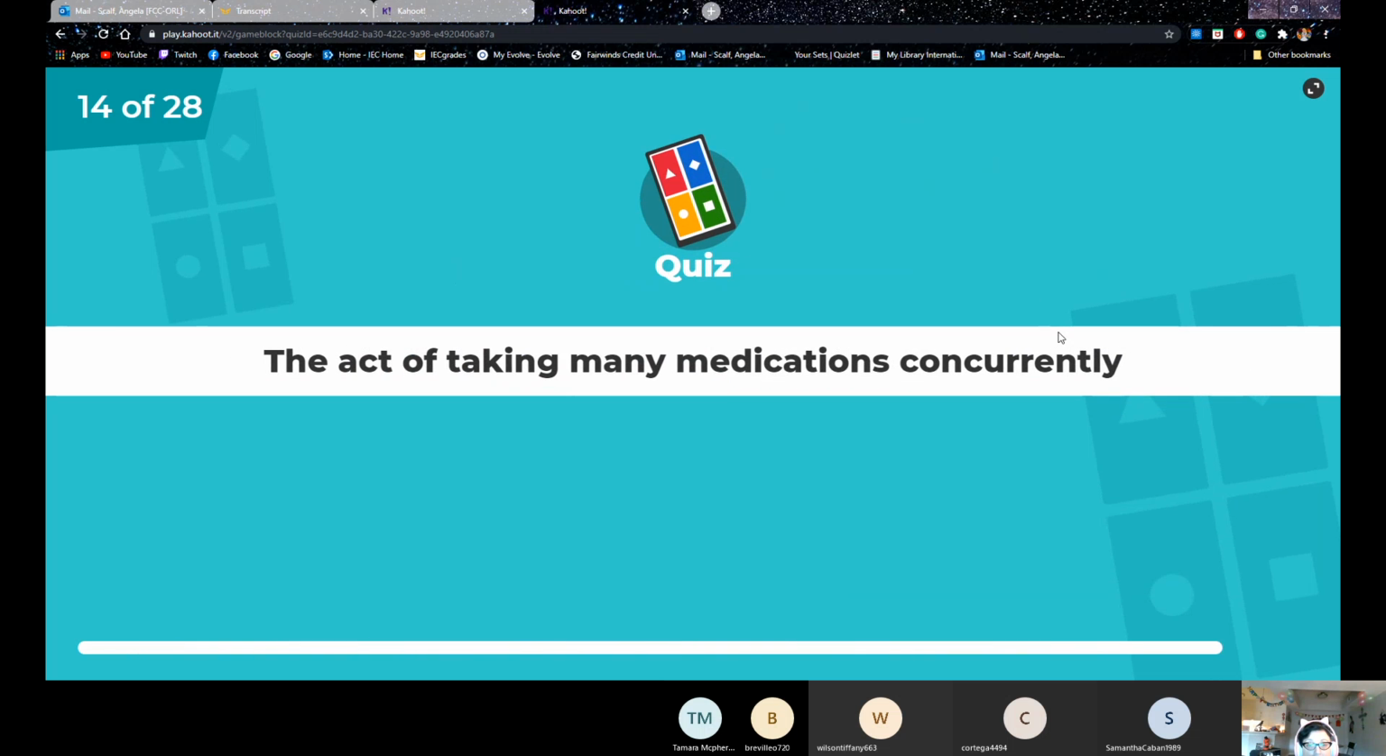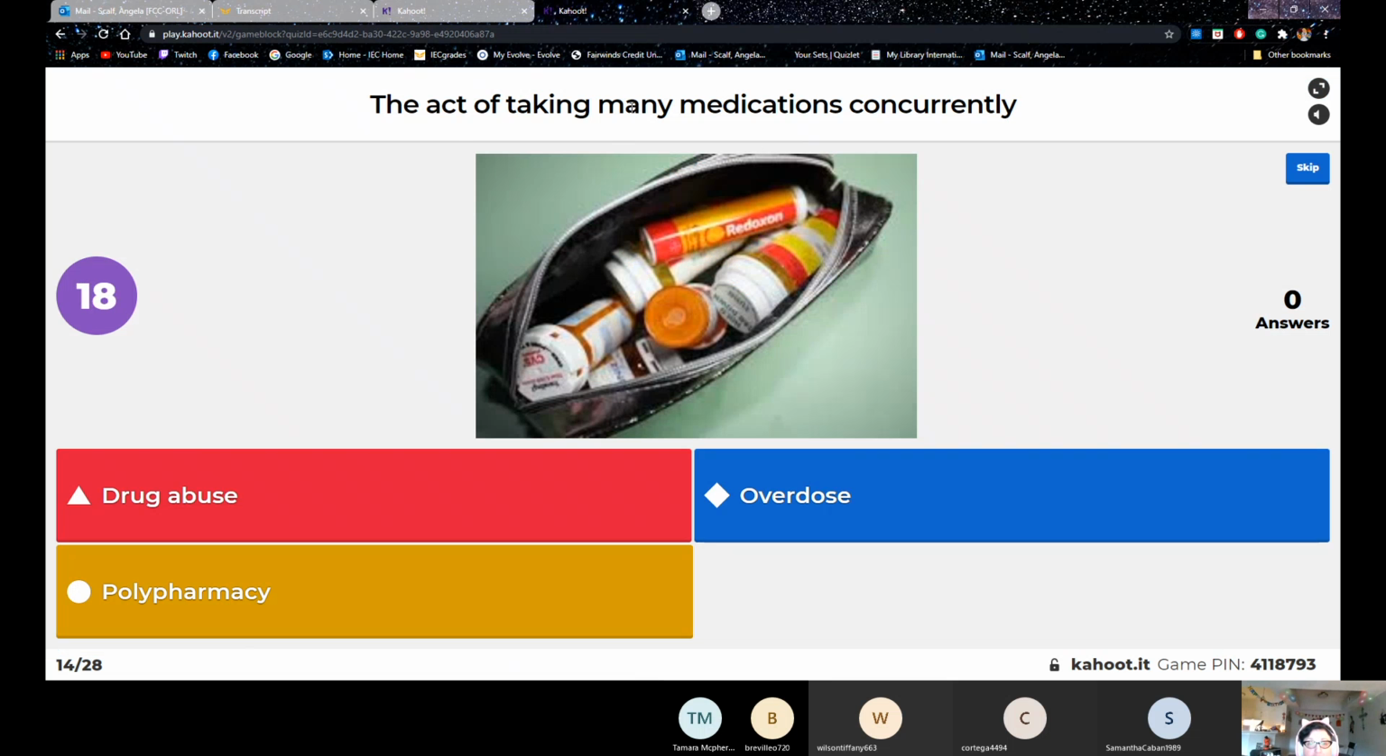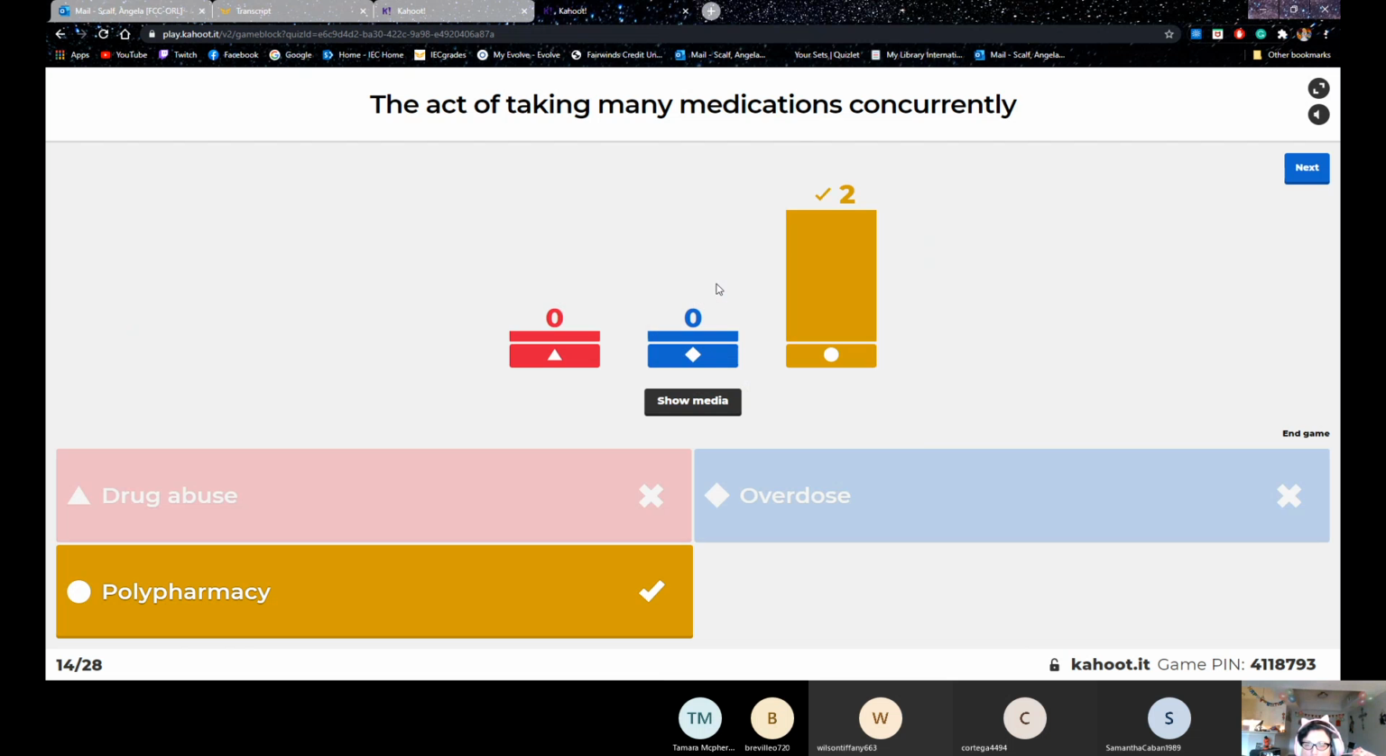The act of taking many medications concurrently. What was that called? We see a lot of old people or people with major diseases. There's a term. I'm gonna move my microphone so you don't have to hear me. I'm so sorry. It's polypharmacy.